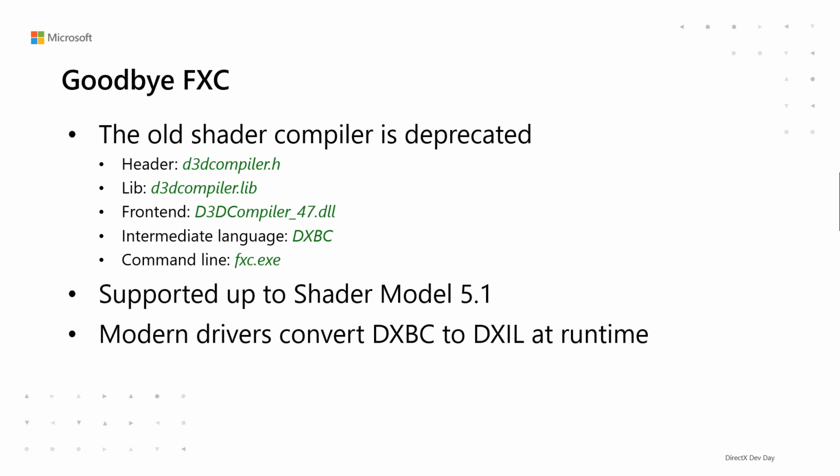So if you're familiar, the old compiler was called FXC. It had associated headers and libraries that folks would use to interface with the compiler, and an intermediate language called DXBC. I'll talk more about intermediate languages here in a minute if you don't know what they are. And then it also had a command line tool. FXC supported all the way up to shader model 5.1. And it's worth noting that the modern drivers are converting your intermediate language from the old compiler to the intermediate language of the new compiler anyways today.